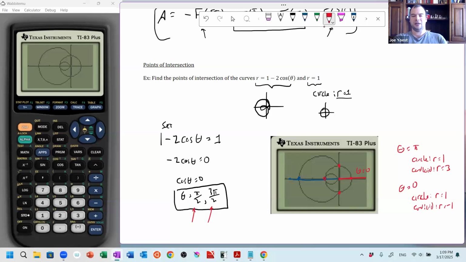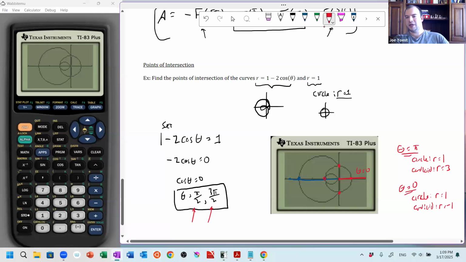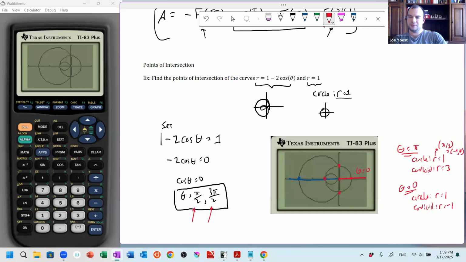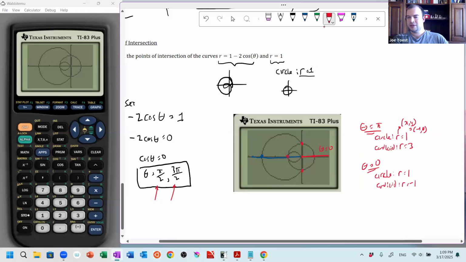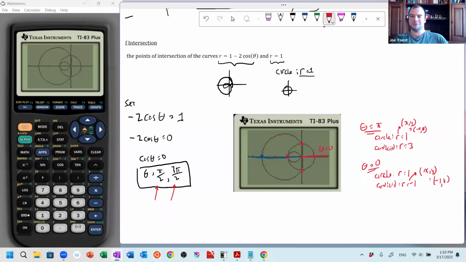So my circle point and my cardioid point do cover the same XY coordinate, but at two different values of theta. When theta is pi, the circle's r equals 1, that's the point x comma y equals -1 comma 0. And when theta equals 0, my cardioid point is r equals -1. That's the point xy equals -1 comma 0.